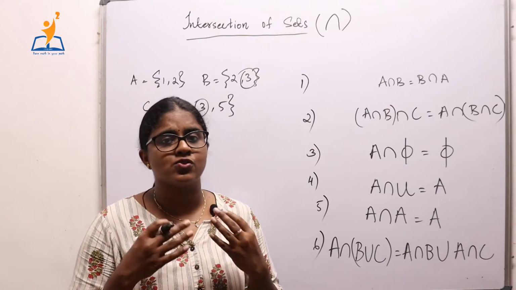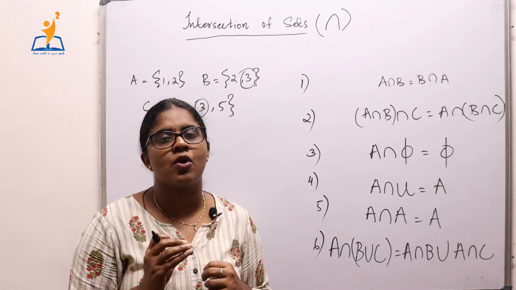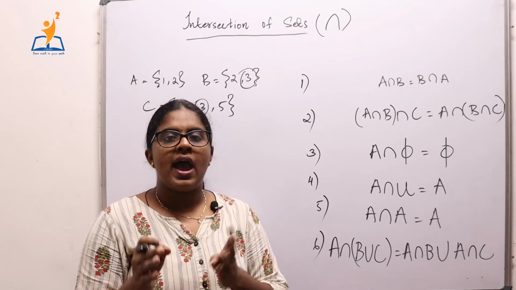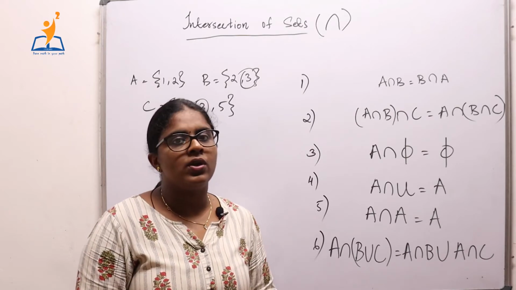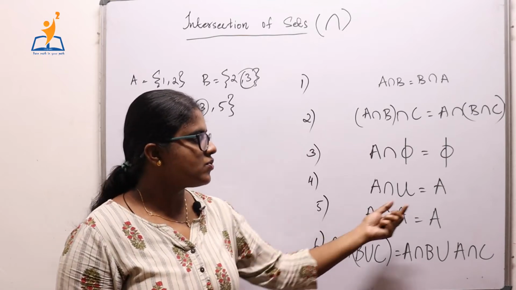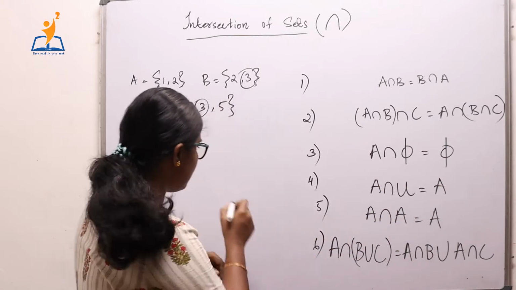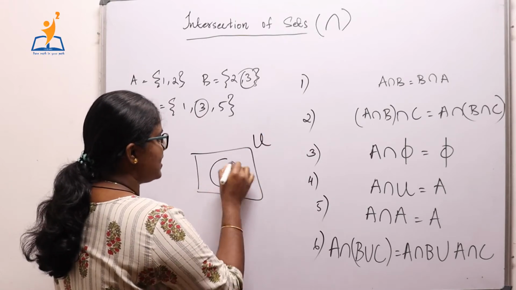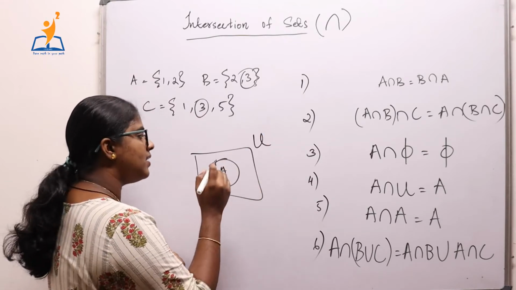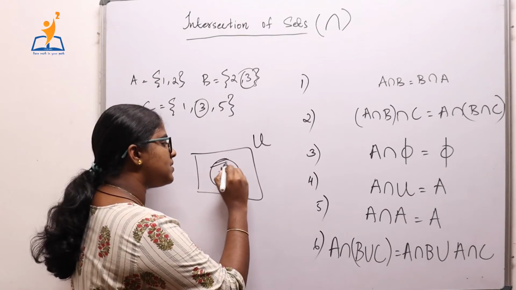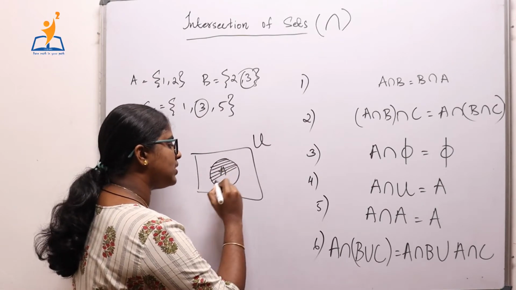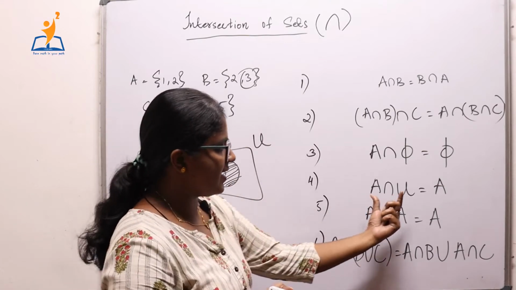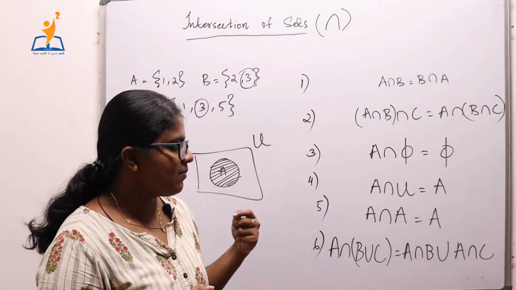Now what is A intersection universal set? Universal set contains too many elements and A is a small subset of the universal set. So intersection of U and A is again A only, no other elements will be there. So A intersection U is A. For example, this is the universal set when we draw the Venn diagram, and this is our A. And what are the common elements which are common to both A and U? It is the set A only. So we can say that A intersection U is equal to A.